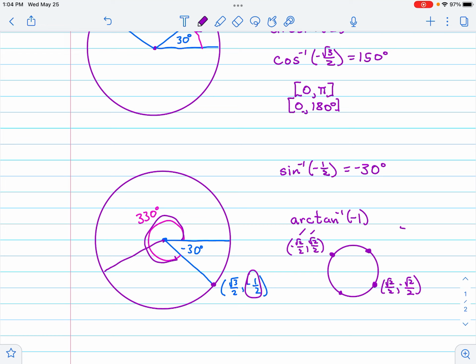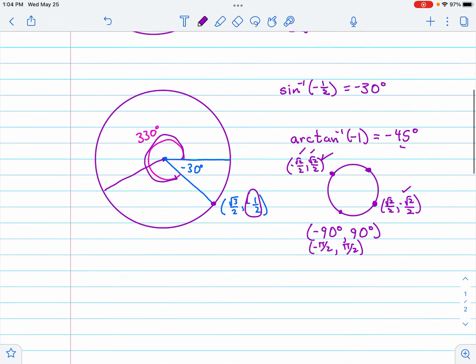So the question is, which one do we use? Do we use this one or this one? Well, remember, the output of tangent inverse is going to be between negative 90 and positive 90. Notice it's not including the 90. Or I could say between negative pi over 2 and pi over 2. It's very specific. So this is going to be negative 45 degrees. It's got to be between negative 90 and positive 90. That's the way tangent is.